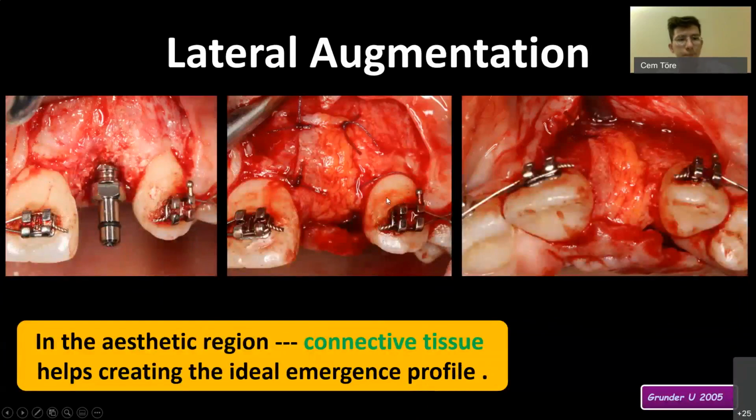This is what we end up with. In the aesthetic region, we can use the connective tissue to help create a good emergence profile and a good buccal profile for the aesthetics.